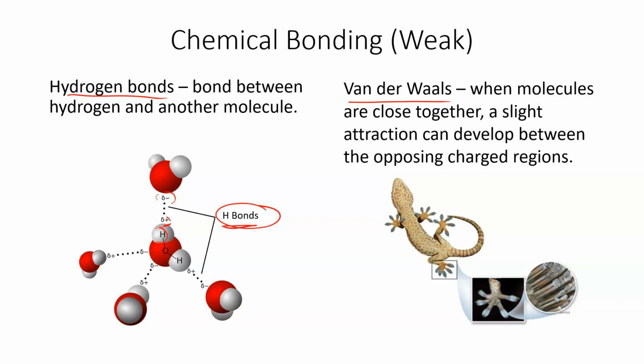Van der Waals forces are when molecules are close together, and so there's a slight attraction that can develop between opposing charged regions. It's exactly the same properties as the hydrogen bonding. There would be a slightly different charge between 2 structures that are attracted to each other, and so they can actually stick to surfaces. That's why you see these geckos a lot of times that can stick to what looks like glass, because there's a slight interaction between opposing charges between their foot and the glass.